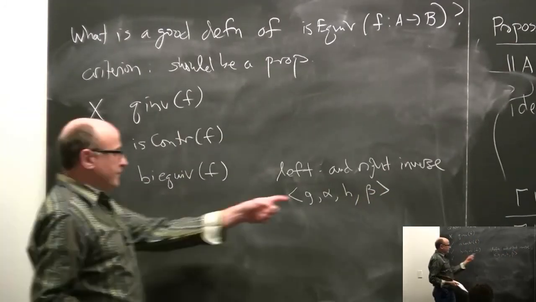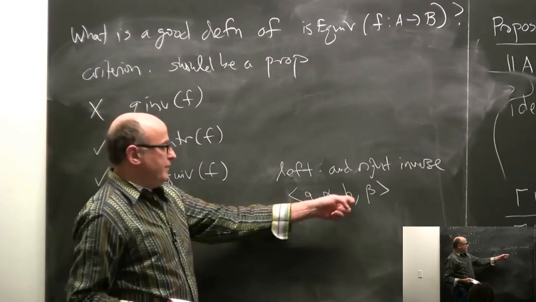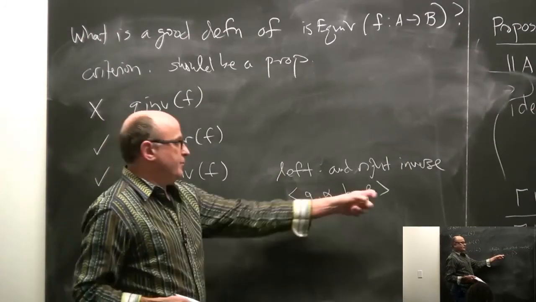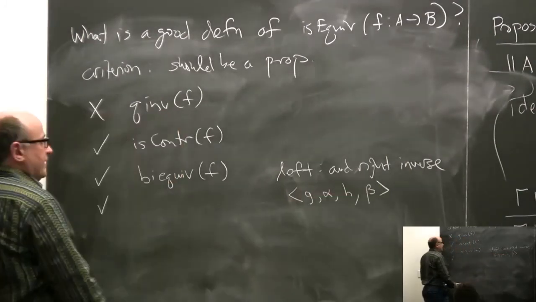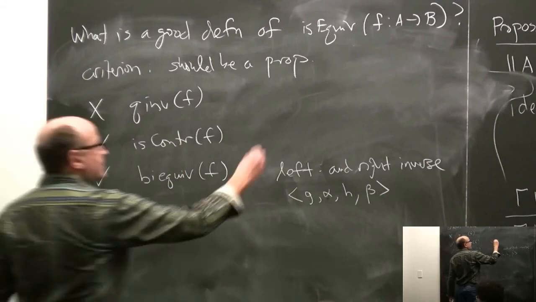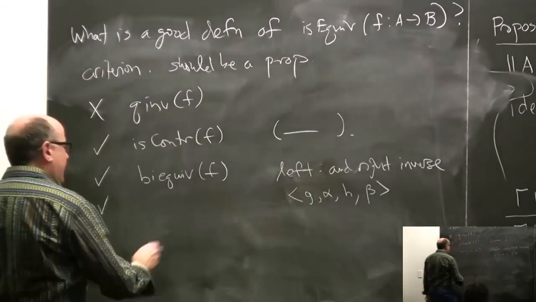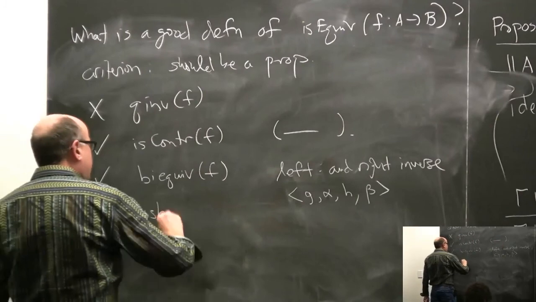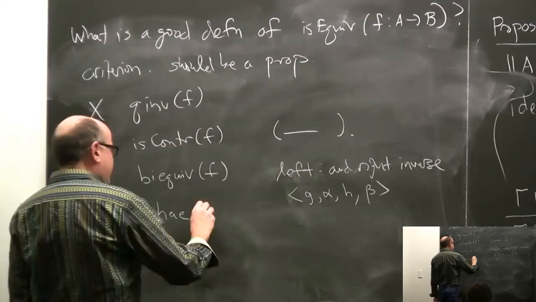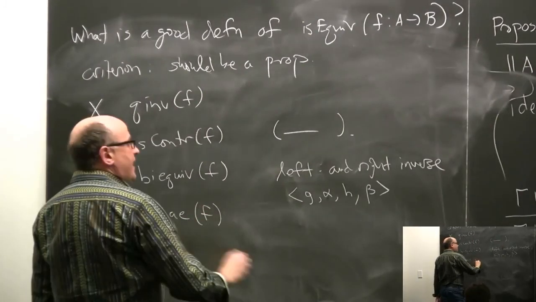So it tells us we have a left inverse g and a right inverse h, and alpha is a witness to that fact and beta is a witness to that fact. So that's one of the definitions. Okay, and then there's another one, which is called a half adjoint equivalence.